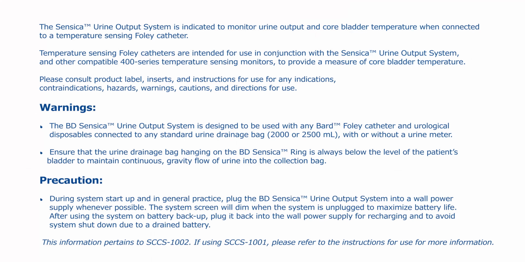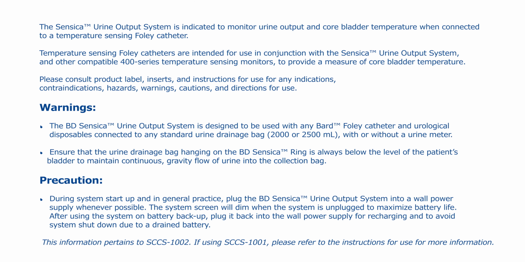The Sensica urine output system is indicated to monitor urine output and core bladder temperature when connected to a temperature-sensing Foley catheter. Temperature-sensing Foley catheters are intended for use in conjunction with the Sensica urine output system and other compatible 400 series temperature sensing monitors to provide a measure of core bladder temperature. Please consult product label, inserts, and instructions for use for any indications, contraindications, hazards, warnings, cautions, and directions for use.